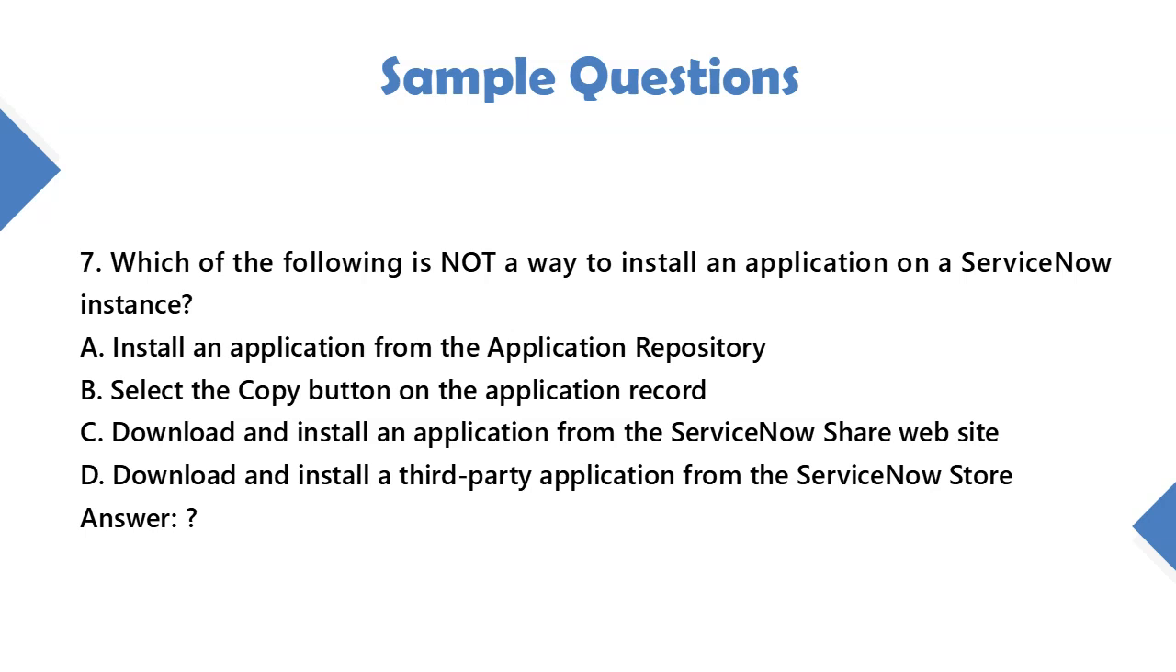7. Which of the following is not a way to install an application on a ServiceNow instance? A. Install an application from the application repository. B. Select the copy button on the application record. C. Download and install an application from the ServiceNow Share website. D. Download and install a third-party application from the ServiceNow store.